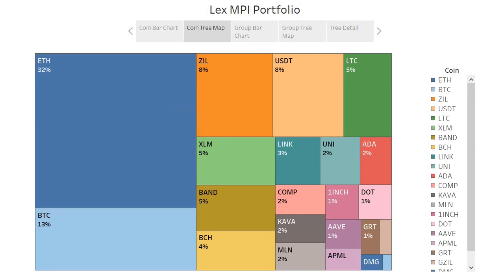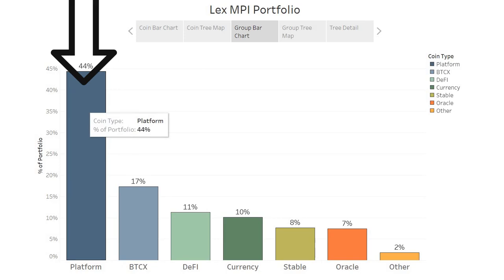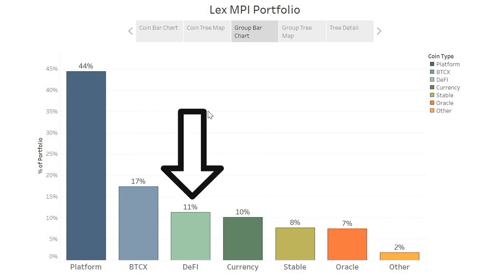What I think might be interesting also is the different segments of the market my cryptocurrency portfolio is exposed to. So platform coins are smart contract based coins, your Ethereums, your ADAs, Cardano, your ZILs. You then have my Bitcoin X, so BTC X, that is Bitcoin, Bitcoin Cash, and Bitcoin SV, so Bitcoin and all its derivatives. I then have DeFi, which is the DeFi space, so the lending and the decentralized exchanges.